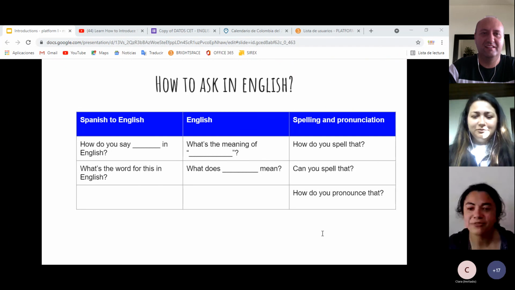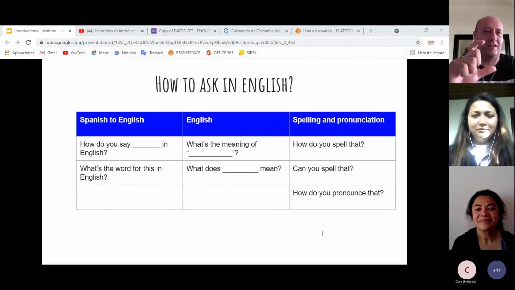That's right. Very good. Okay. Other examples before we go? Other examples? How do you say in English aguja? All right. Good, good. Guys, can you please repeat the question, Andres? How do you say in English aguja?